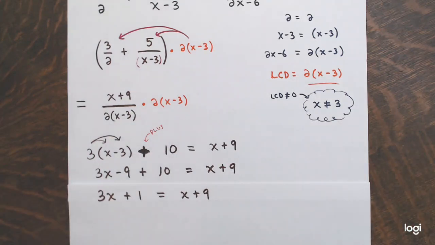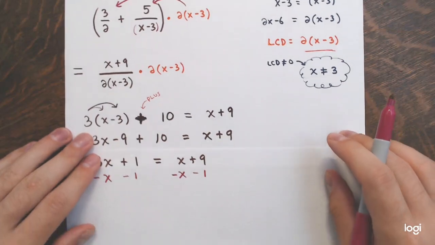Then I'm going to take everything to one side. Let's take all the x's to the left here. So I'm going to subtract x from this side, meaning I'm going to subtract x from that side. That'll put an x term over here. And then I'm going to get rid of this 1 because it doesn't have an x on the left. Minus 1 on both sides.